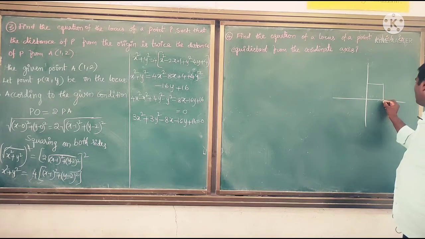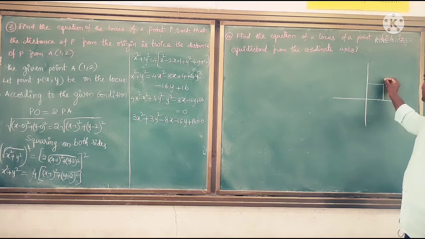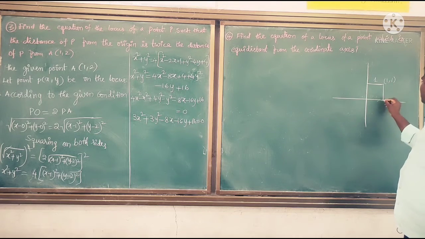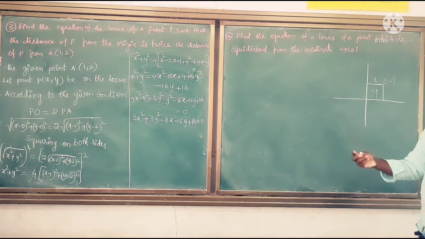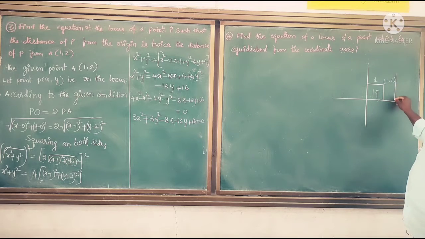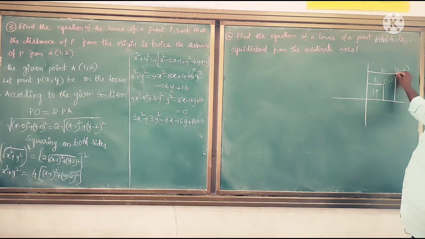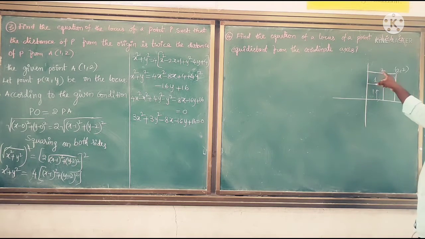Suppose the point is 1 comma 1. That means from the y axis the distance is 1 unit, and from the x axis the distance must be 1 unit, like that. Suppose you take this point, 2 comma 2. That means from the y axis the distance is 2 and from the x axis the distance is 2. So that is equidistant from the coordinate axes.